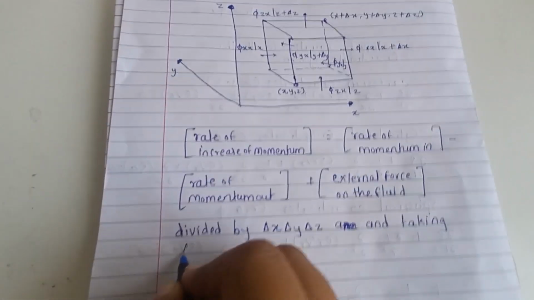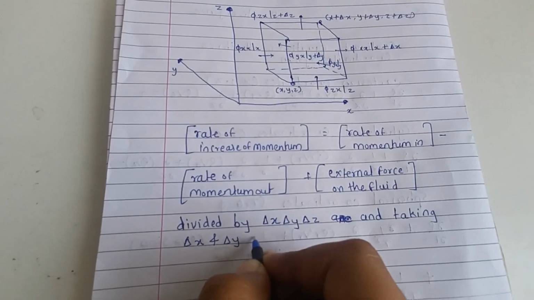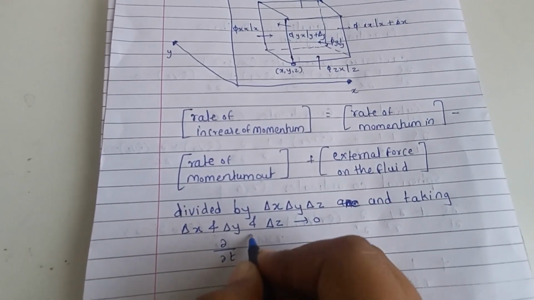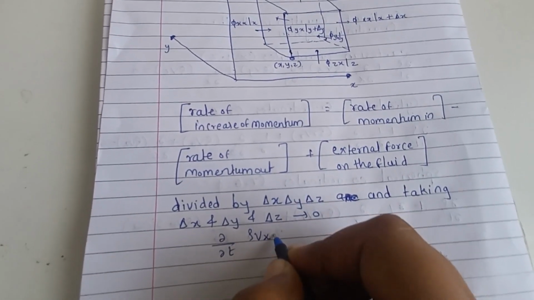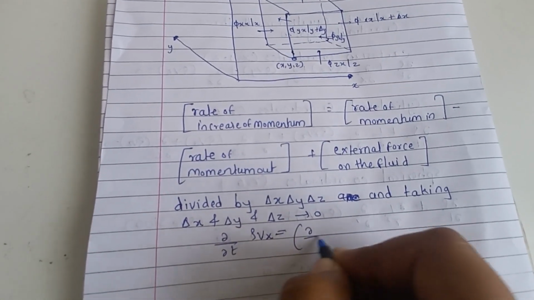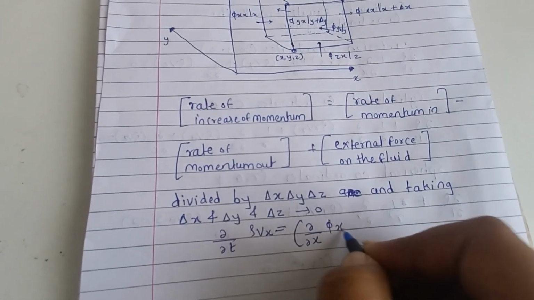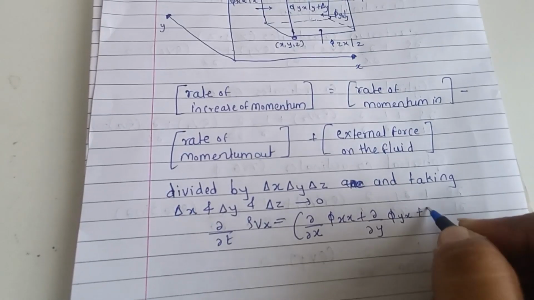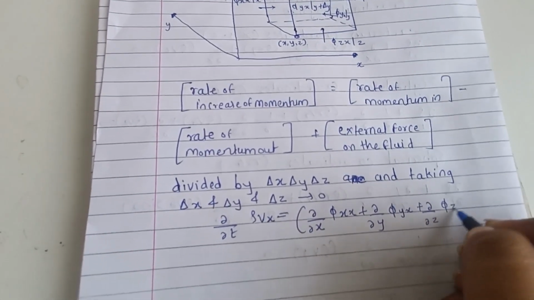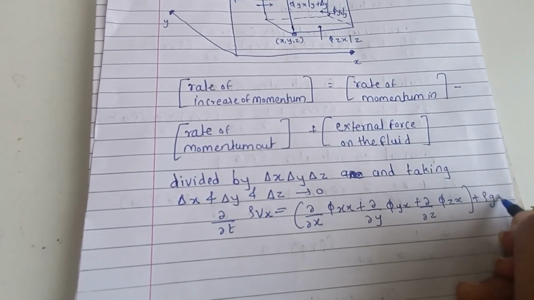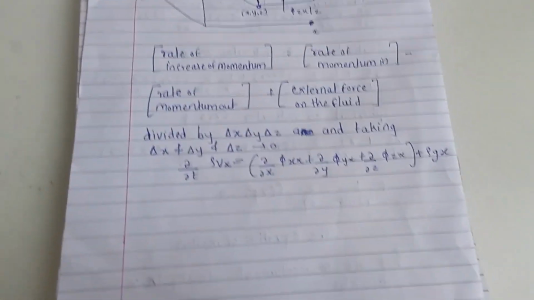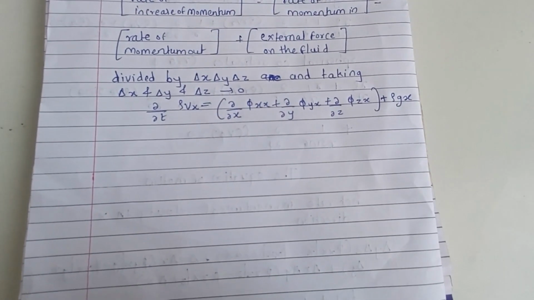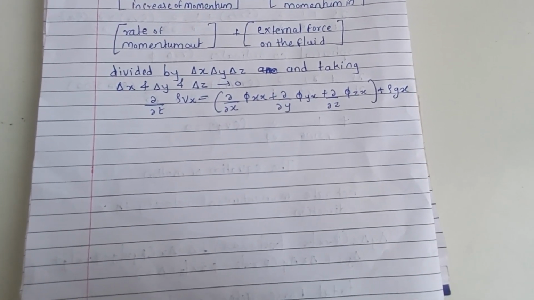Okay, and taking del x, del y, del z approaches to 0, we can similarly simplify the equation as we have done in the earlier case, that is the case of the equation of continuity. That is del by del t of rho vx is equal to minus del by del x of phi xx, minus del by del y of phi yx, minus del by del z of phi zx, plus rho gx. Here rho gx is the external force acting on the fluid. As I mentioned earlier, we are considering the forces that are acting on the fluid.